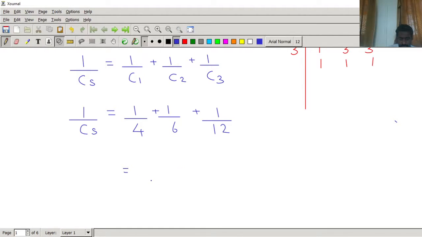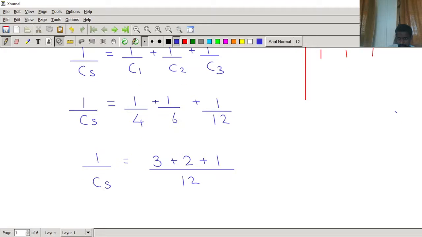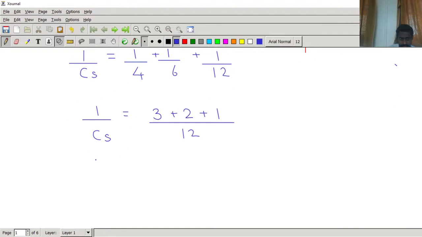So 12 is our LCM over here, and therefore the calculation will look like: 4 3s are 12, that is 3, 6 2s are 12, so that is 2, 12 1s are 12, that is 1. And therefore you can see now 1 over Cs is equal to 6 by 12.